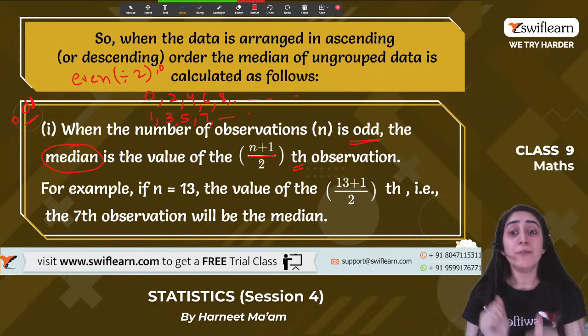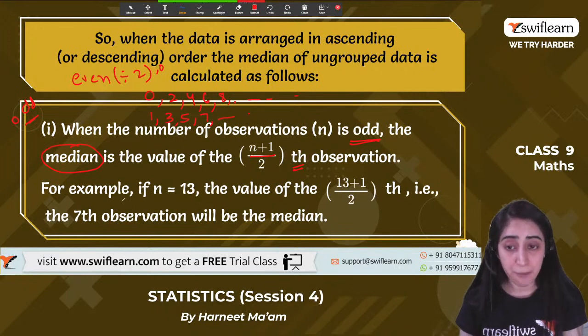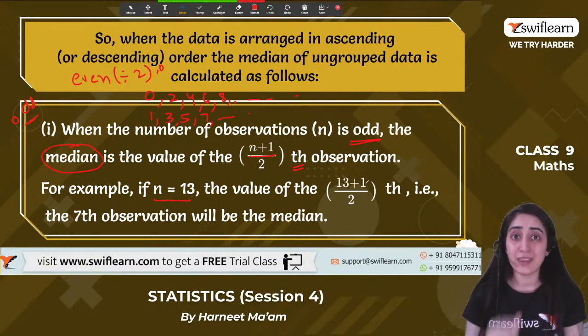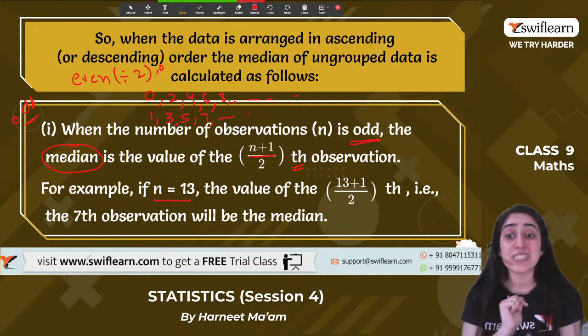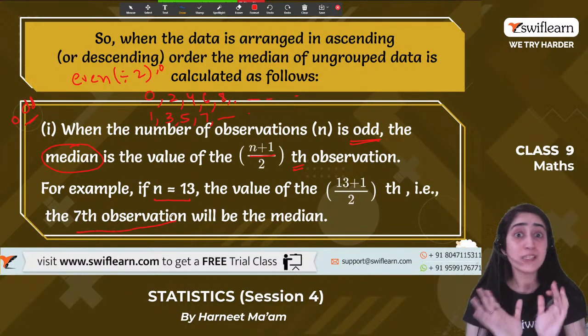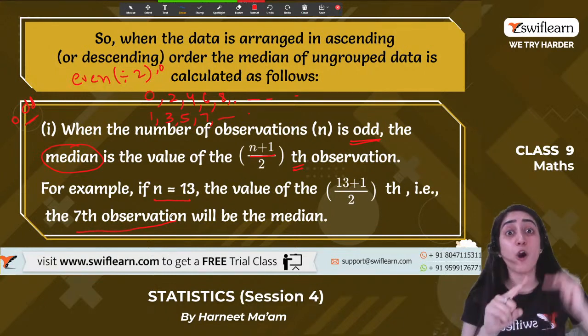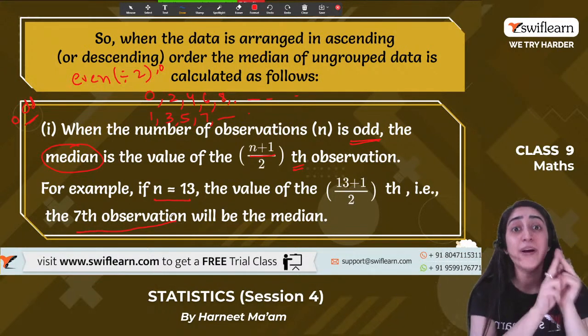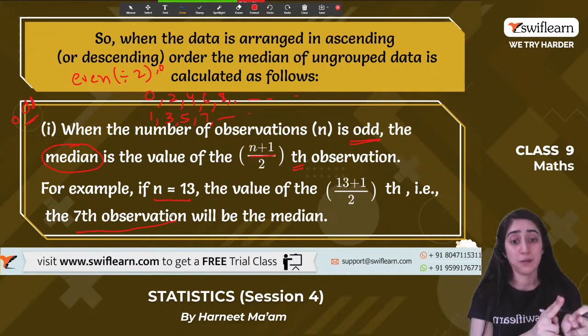All right. But when I give you an example, when n is 13, the value of 13 plus 1 by 2, 13 plus 1 becomes 14. 14 by 2 is 7. So it's the 7th observation. 7 आंसर नहीं है. Don't say 7 is the answer. No, it's the 7th observation. Ascending order में जो 7th number होगा वो उसका आंसर होगा.